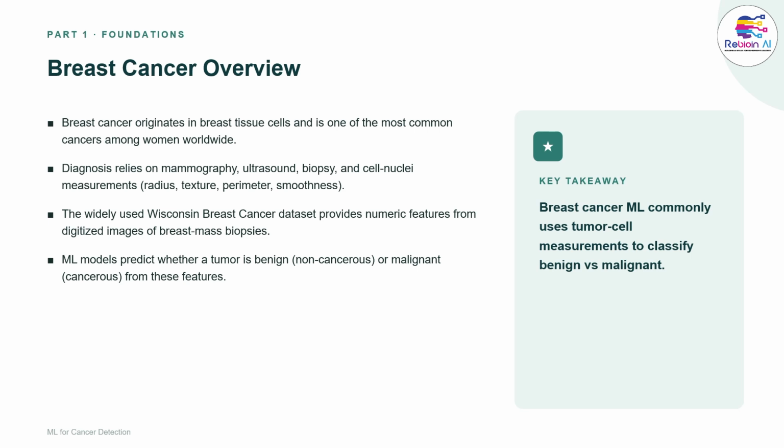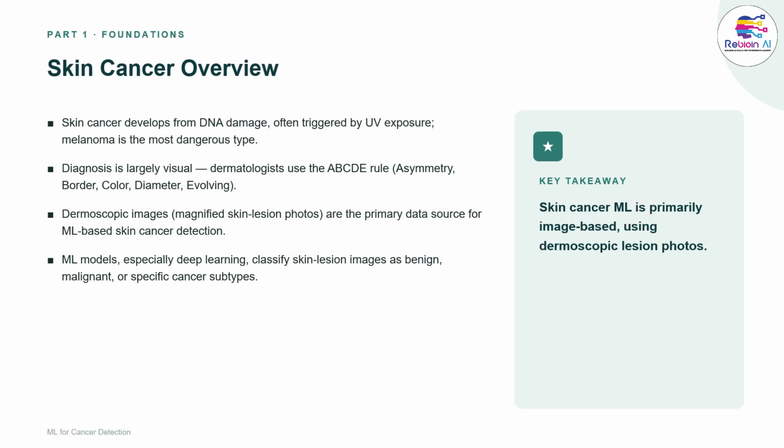The other has jagged, uneven edges, closer to a malignant one. The Wisconsin dataset turns how jagged is this shape into a number the model can use. Skin cancer is our third cancer type, and it's fundamentally different because diagnosis is almost entirely visual.